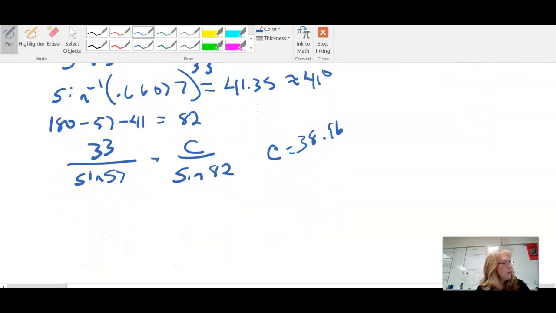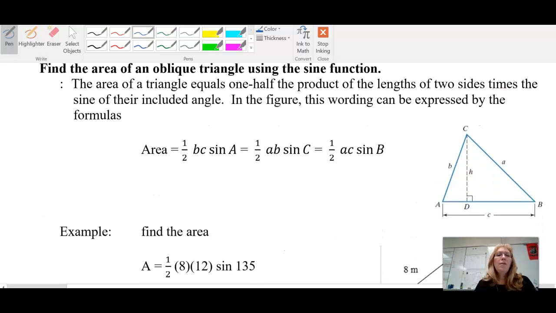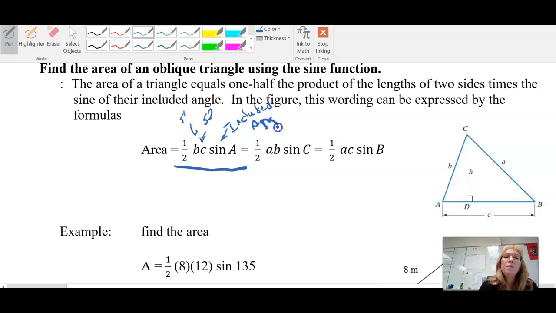Okay, let's do a little bit of area. We have a couple formulas for area. One of them is just the area of an oblique triangle, and this one here is 1/2 BC sine A. So what it is: side 1, side 2, included angle is what this means.